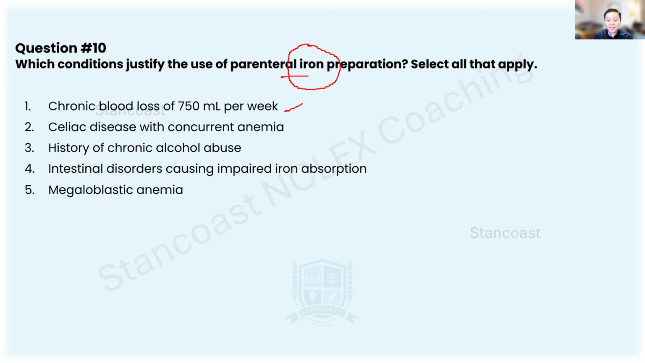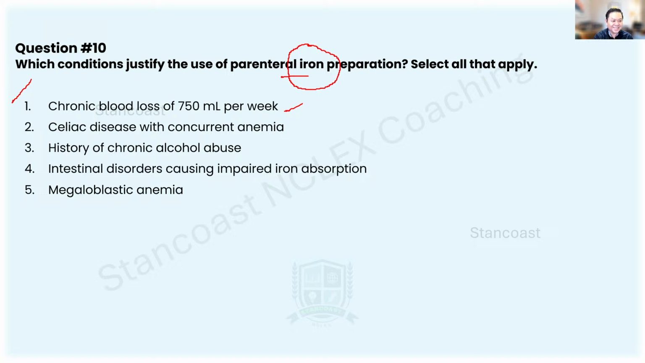Number 1, chronic blood loss of 750 mL per week. Yeah, that is a lot. I don't know anybody that I know of that has blood loss of 750 mL per week. That is almost a liter. Wow. So with this patient that has massive loss of blood, they definitely need to have the parenteral iron to effectively restore their iron levels faster. Okay, so they need this really bad. They need to have the parenteral route, could be IV or could be the IM.